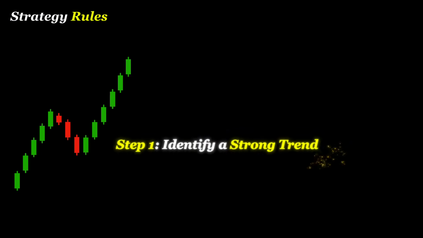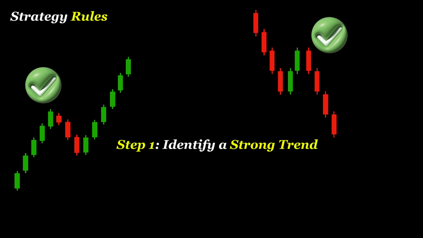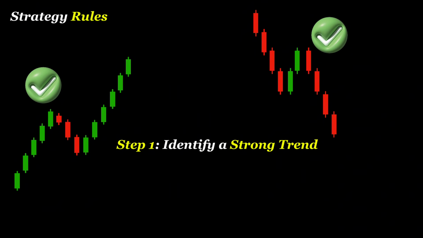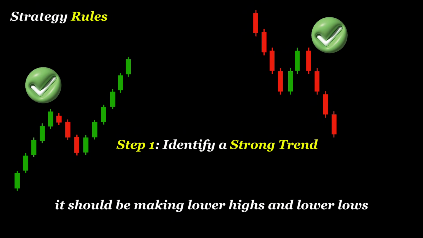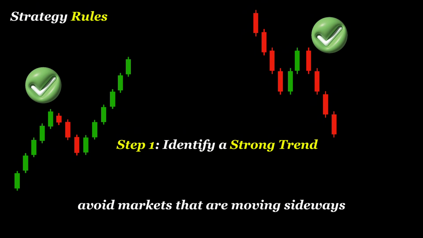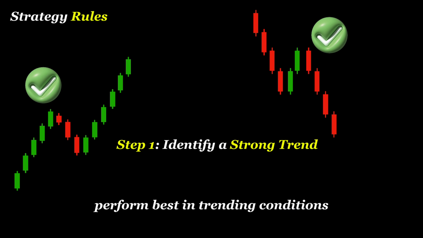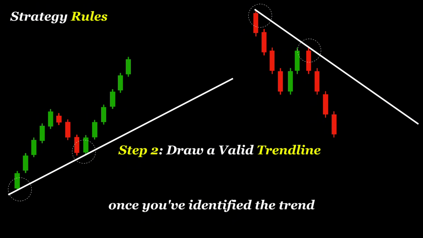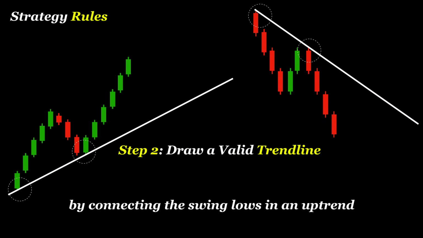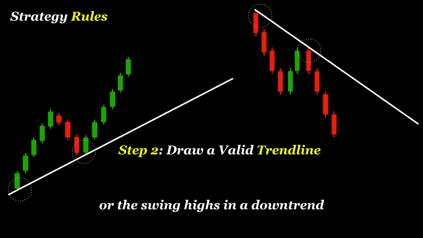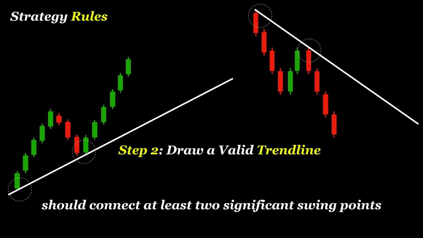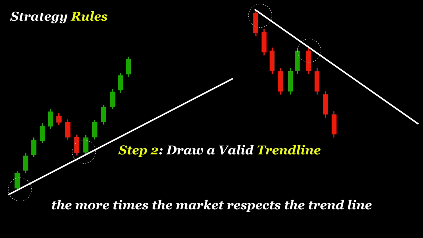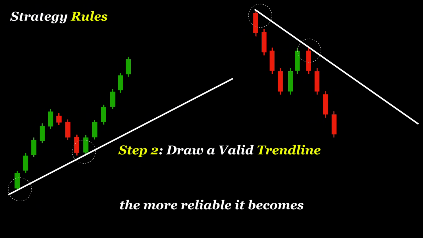The first step is to identify a clear uptrend or downtrend. In an uptrend, the market should be making higher highs and higher lows. In a downtrend, it should be making lower highs and lower lows. Avoid markets that are moving sideways because trendline strategies perform best in trending conditions. The second step is to draw a valid trend line. Once you've identified the trend, draw a trend line by connecting the swing lows in an uptrend or the swing highs in a downtrend. Your trend line should connect at least 2 significant swing points without forcing the line to fit the price. The more times the market respects the trend line, the more reliable it becomes.